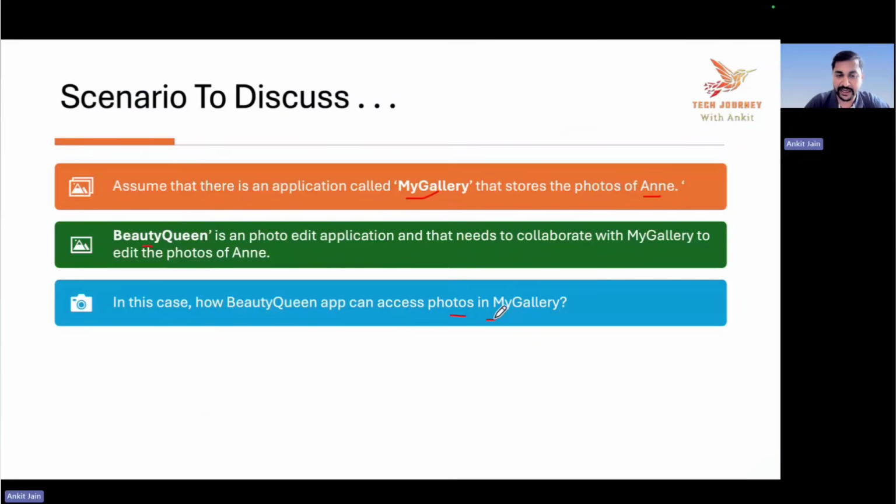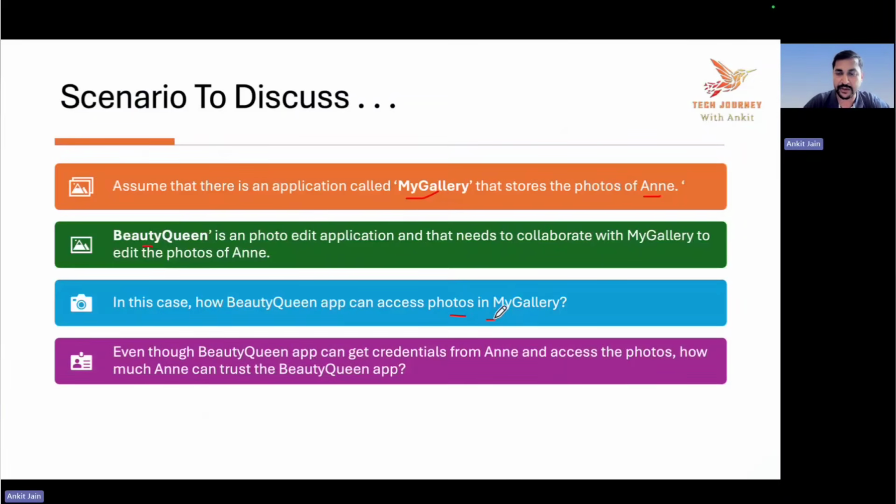Now there are two ways we can handle this. Option number one, Anna can share the username and the password of her phone or of her complete application with the Beauty Queen, right? And access all the photos. But again, Anna cannot trust the Beauty Queen app. She wants only specific tasks to be done by the Beauty Queen. She doesn't want to share the access of the complete application to the Beauty Queen application.